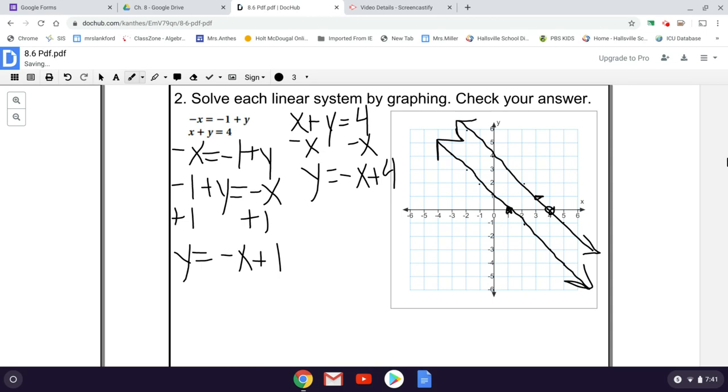Okay, so these lines have the same slope. They are parallel. They never intersect, so we would call this no solution.